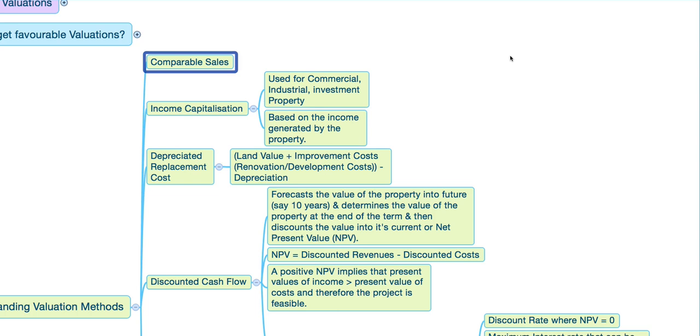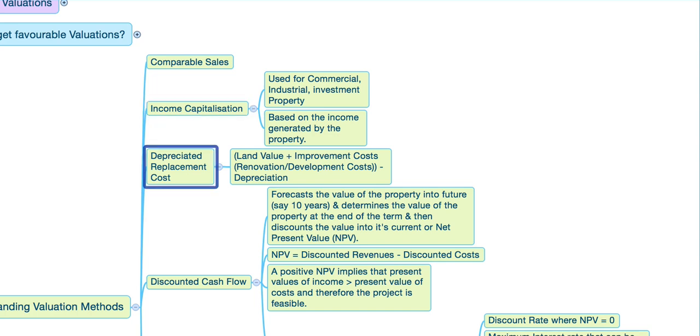So some of this is actually a repeat from the financial feasibility module, but not all of it. But I need to cover this because those are the methods that are used by a valuer in order to determine the value of a particular asset. So income capitalization, for example, usually happens in commercial and industrial investment property, and is based on the income generated by the property.